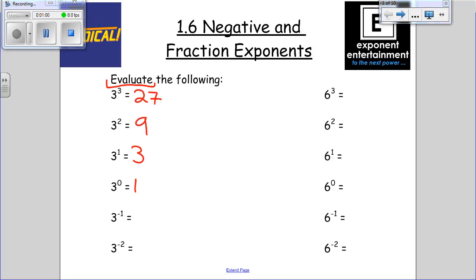Alright, now we get into these negative exponents, and these things are tricky. In your calculator, if you were to put in 3 to the power of negative 1, you would get 0.333 repeated. Now, we don't like decimals like that. We always change this into fractions. So if you go math, frac, this thing changes into 1 over 3.